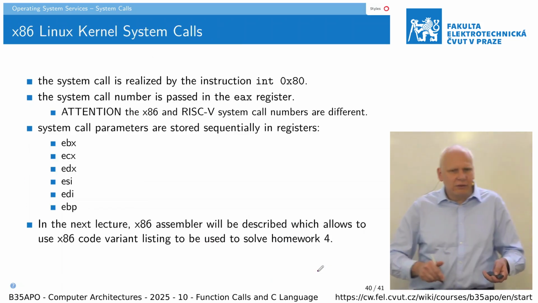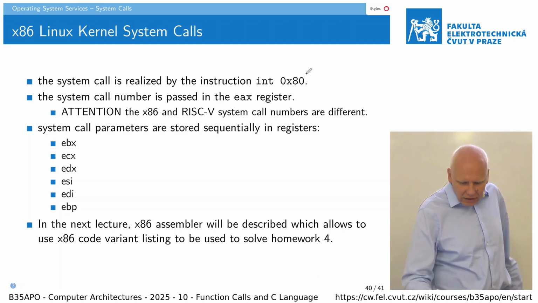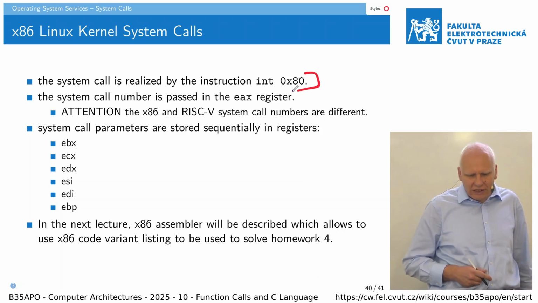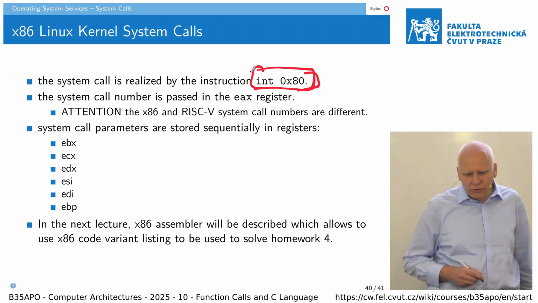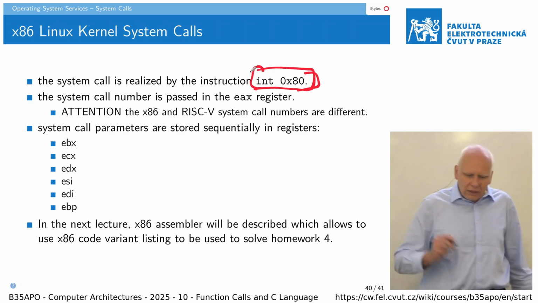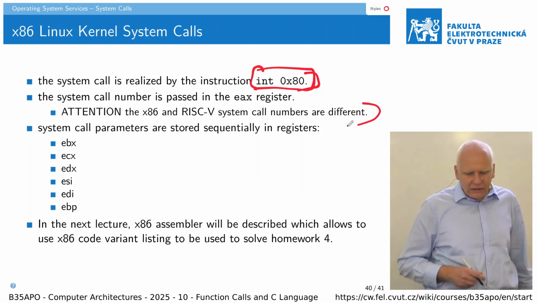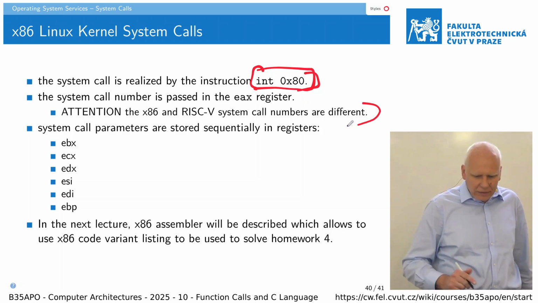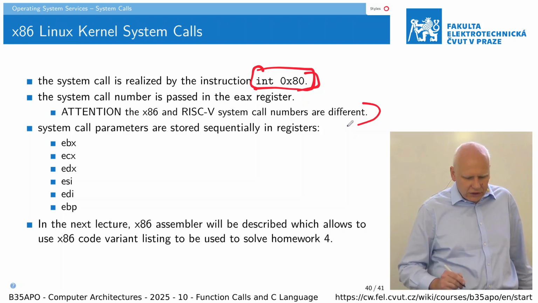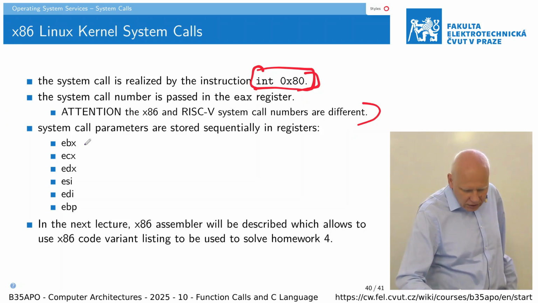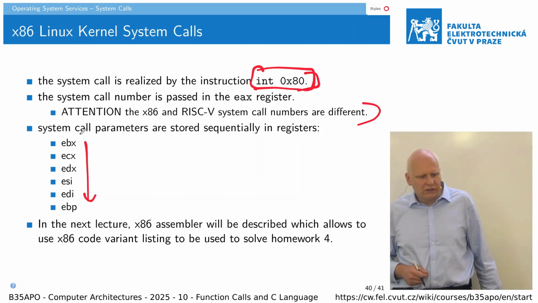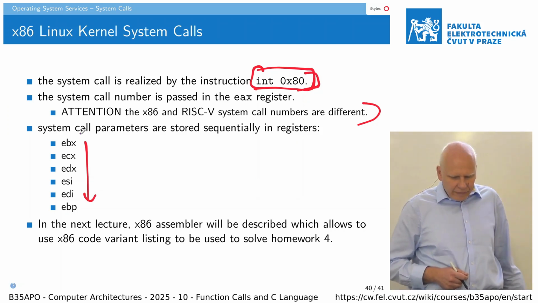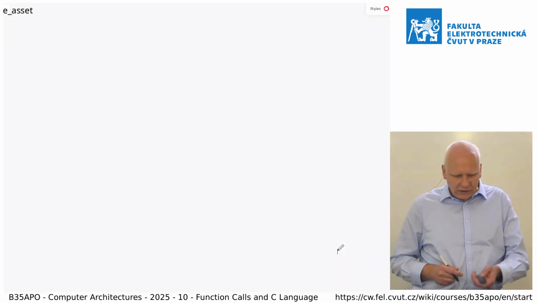And x86 will be the topic of the next lecture, but for the start, you can identify that a system call is in the code, in the listing, implemented through the interrupt 0x80. Be careful that the system call numbers are different between those two architectures, and the arguments to the system calls are stored in different registers on x86. And more during the next lecture.